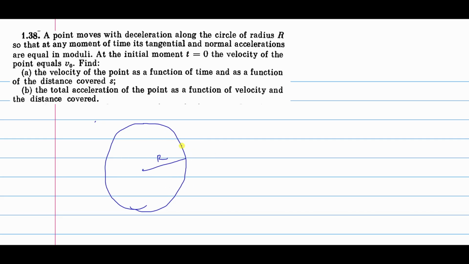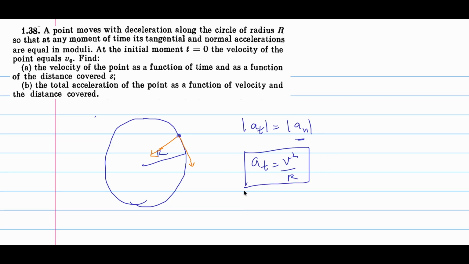Suppose here's the point, and its normal acceleration and tangential acceleration are equal in magnitude. So basically the tangential acceleration is equal to the normal, which is the centripetal acceleration. So we can write a tangential is equal to v square by r. Okay, this is one thing.